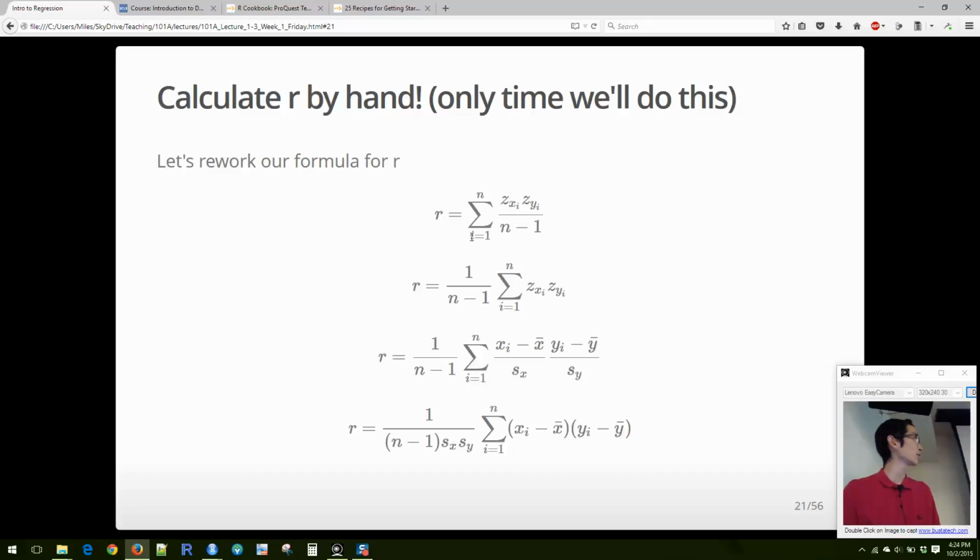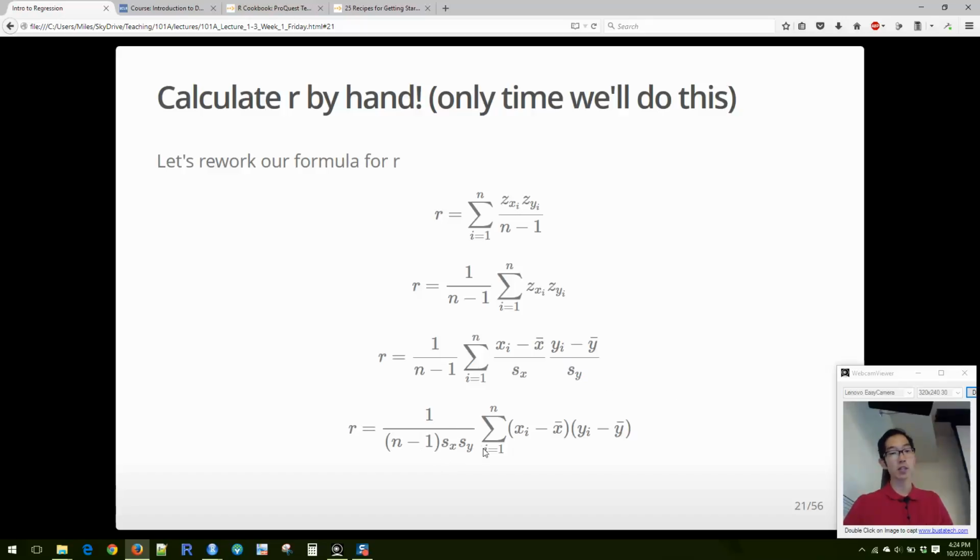If they're not affected by i, right? So n minus 1 is going to be the same for everything, so I can just factor that out. Now I've got z_x and z_y sub i, and I'm going to turn those back into their z-score formulas, x_i minus x bar and all of this. Because the standard deviation of x and the standard deviation of y are not affected by i, I can also factor those out.